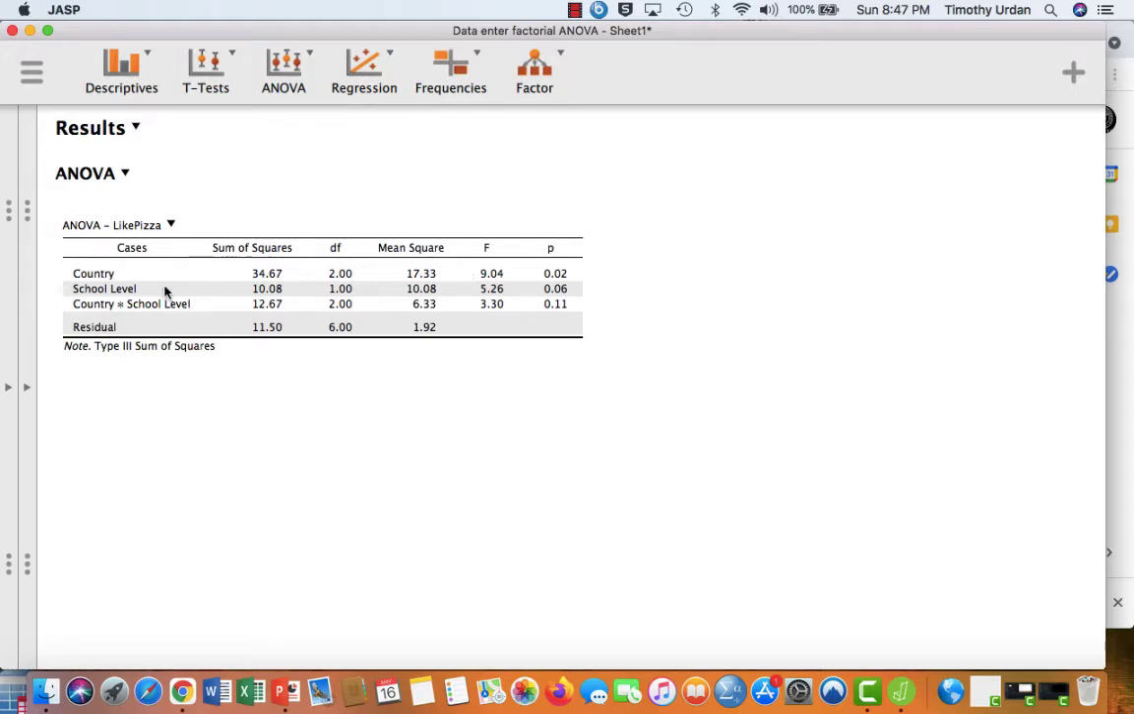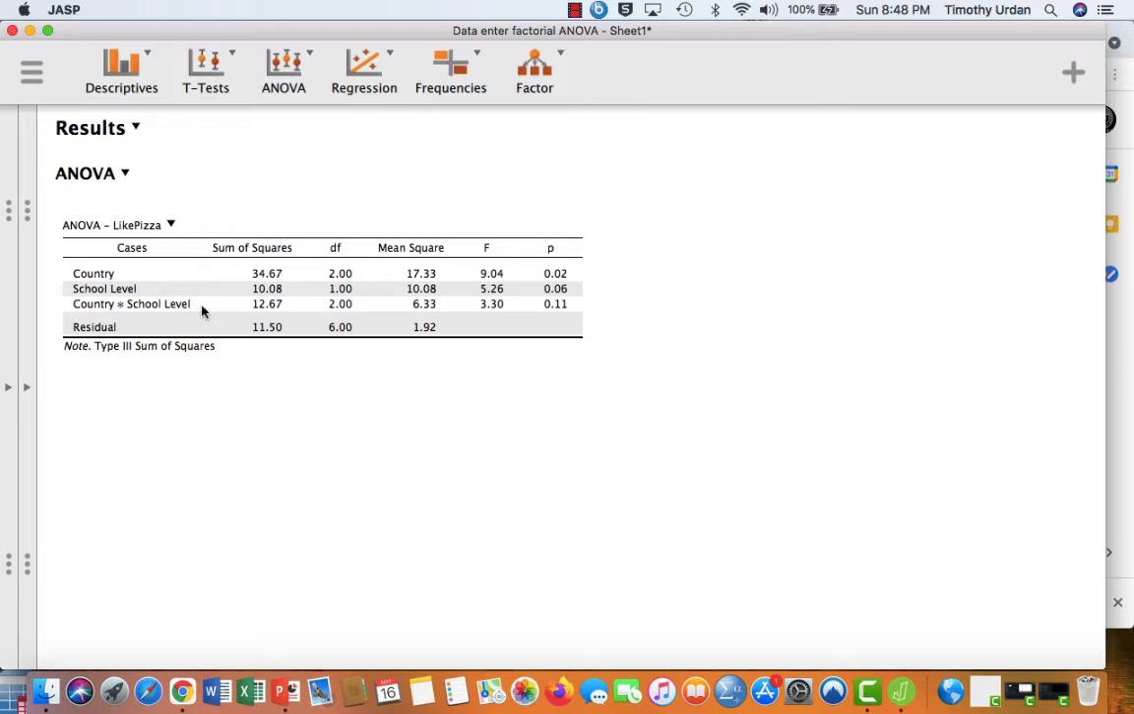This is the main effect for school level. That means, on average, when you combine kids in the different countries together, do kids in elementary school like pizza more or less on average than kids in high school? That is not statistically significant. It's very close, but not quite. So we say the difference between the means of kids in elementary and high school in how much they like pizza is not statistically significant when controlling for country and the interaction of country and school level.